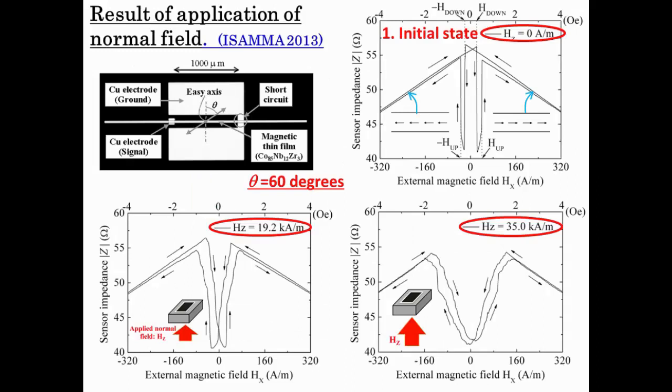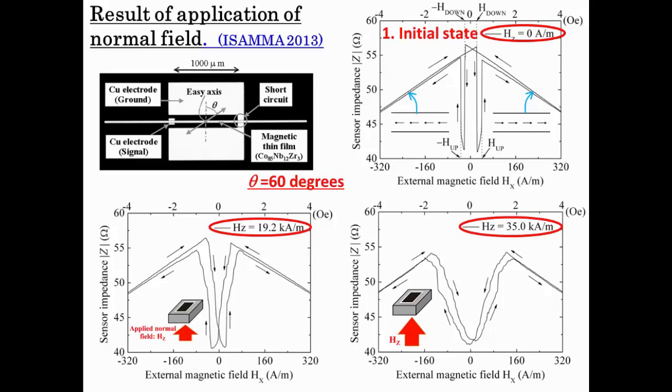this is the variation of impedance as a function of external field for the element which has an easy axis in the direction of 60 degrees relative to the short side axis. This is the impedance variation as a function of external field when the normal field is not applied. This is the typical impedance variation for the stepped GMI element. The lower impedance state is a multi-domain state.